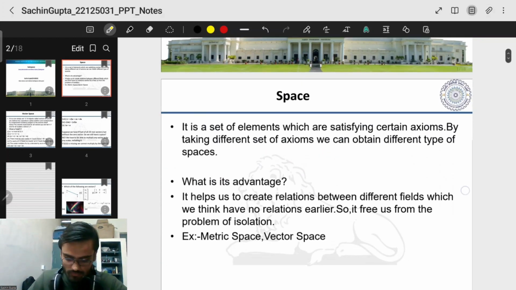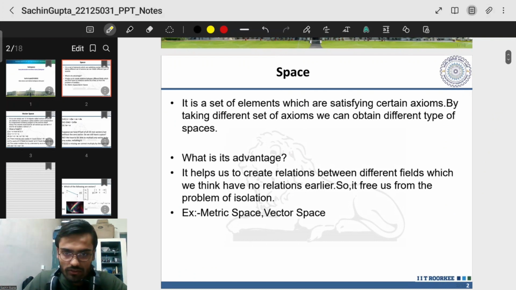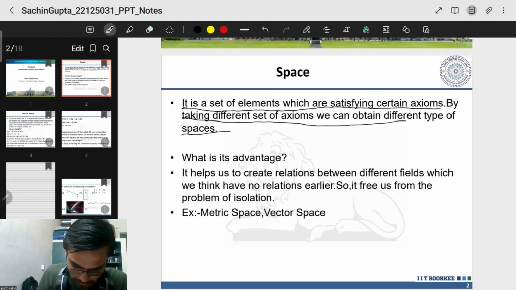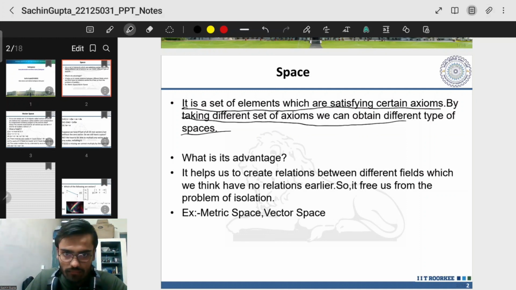So, moving forward, first of all, I would like to tell what a space is. A space is a set of elements which are satisfying certain axioms. By taking different sets of axioms, we can obtain different types of spaces. Basically, we have some collection of elements, and we want to form some relationship between them, so we have to follow certain axioms for those elements in a certain collection.